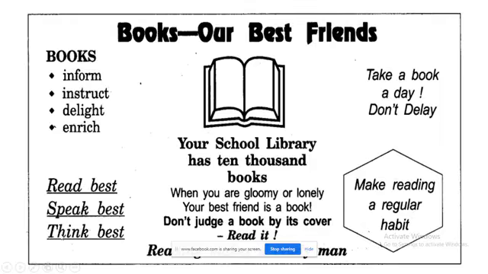This is actually called visual appeal. Even if you don't make this geometrical symbol and draw this book, even then, the visual appeal. See how beautiful it is. Alignment. Something is centralized, something is left, something is right, and in this way, it has been explained. See here, read best, speak best, think best.